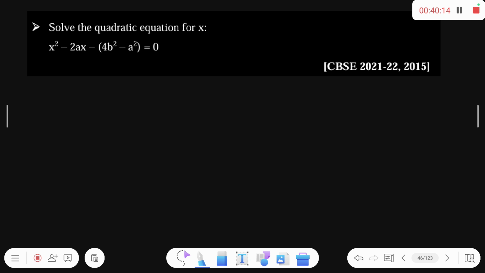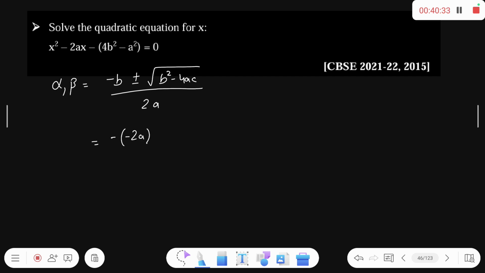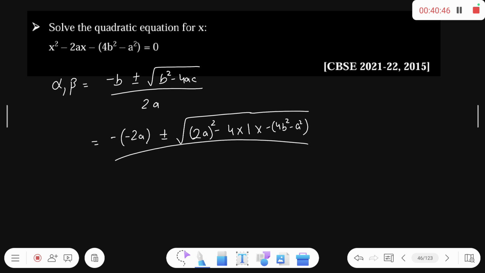Solve the quadratic equation for x. You have to solve it for x. Directly solve it from the quadratic formula, x is minus b plus minus under the root b square minus 4ac divided by 2a. So this is minus minus 2a plus minus under the root 2a whole square minus 4, a is 1 and c is minus 4b square minus b square upon 2.